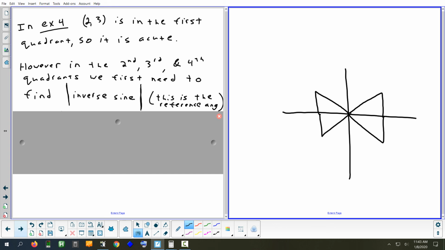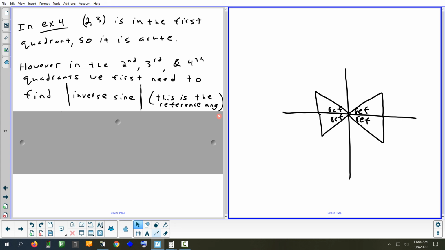So we have a triangle mirrored in every quadrant. What I'm putting right here, I'm writing the word REF. That's the reference angle. The reference angle is always the angle that's tucked in between the hypotenuse and the x-axis. Okay, so the reference angle is always the angle between the hypotenuse and the x-axis.